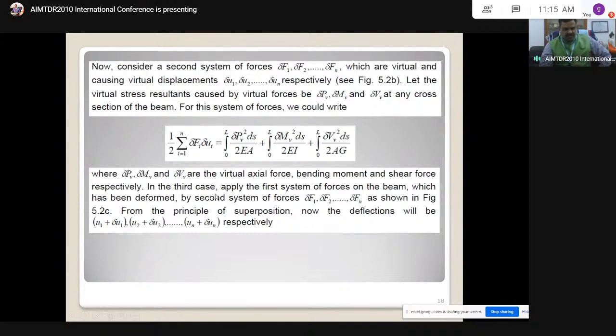In the third case, apply to the beam the first system of forces, delta F1, delta F2, delta F3, and the system of virtual forces. Then by the principle of superposition, we add them and obtain the result. So these are the external forces, and these are the internal strain energy stored in the system due to the external force, concentrated load, a moment or a shear. This is how we generally represent the equations.